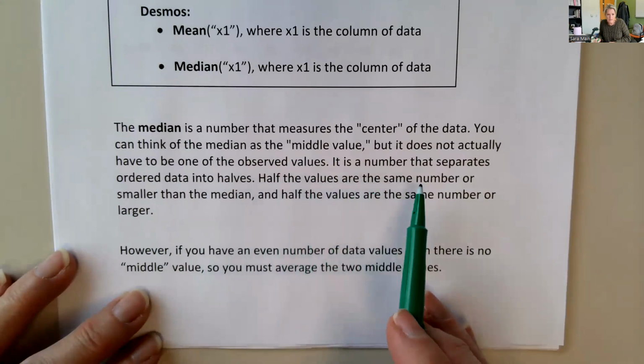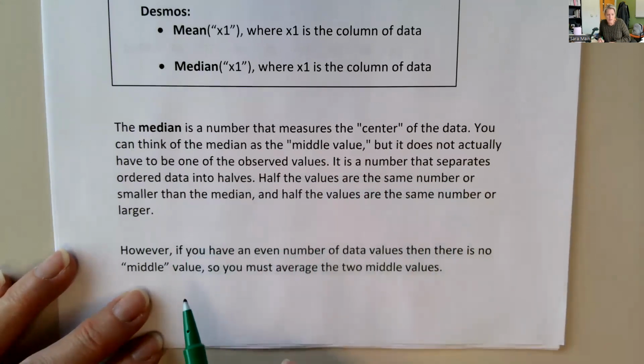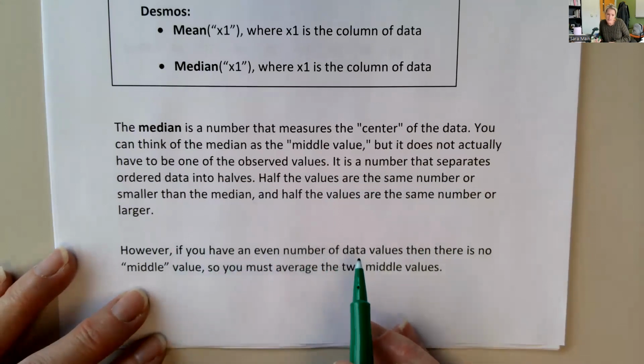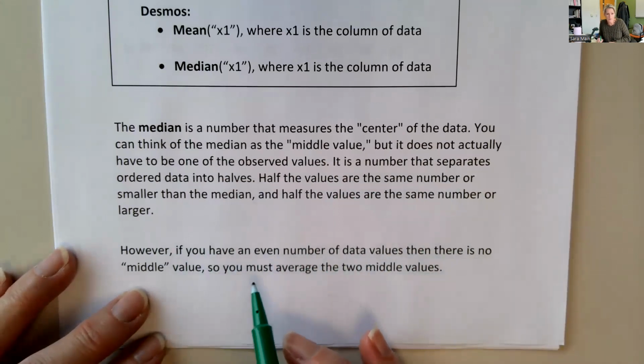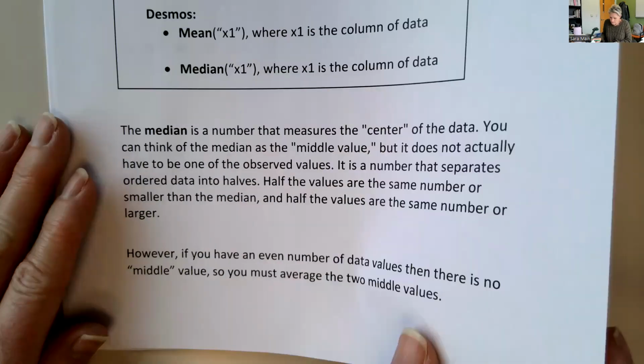Half the values are the same number or smaller than the median, and half the values are the same number or larger. However, if you have an even number of data values, then there is no middle value, so you must average the two middle values. So let's look at a few examples.